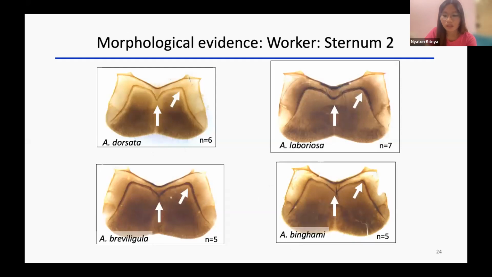Next. So as we move on from head to the abdomen segments, that is the sternites, this particular picture represents the sternum 2. The area indicated with the arrow is the glandulus. The glandulus in the Apis laboriosa is weakly curved, unlike those in the Dorsata complex. Next.